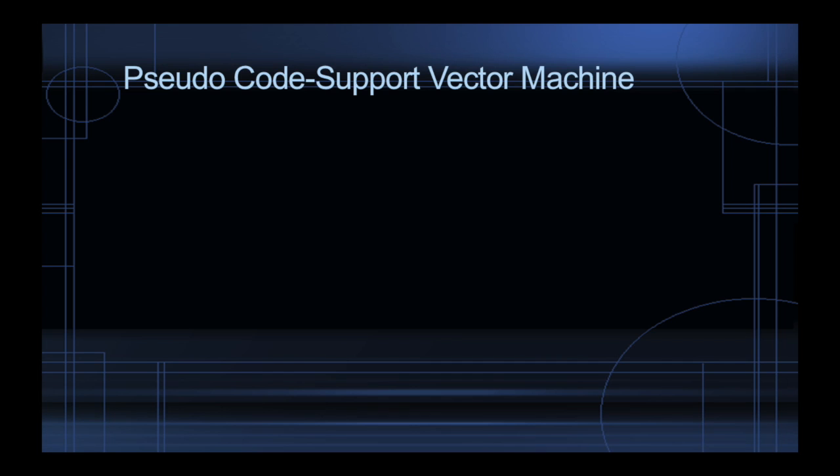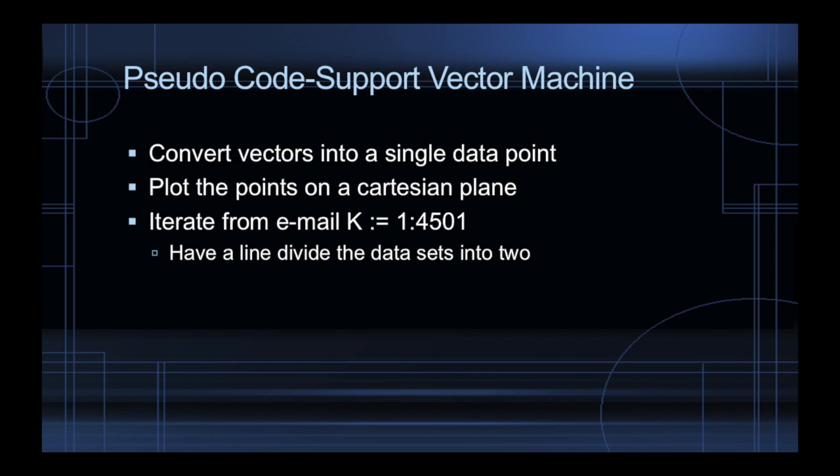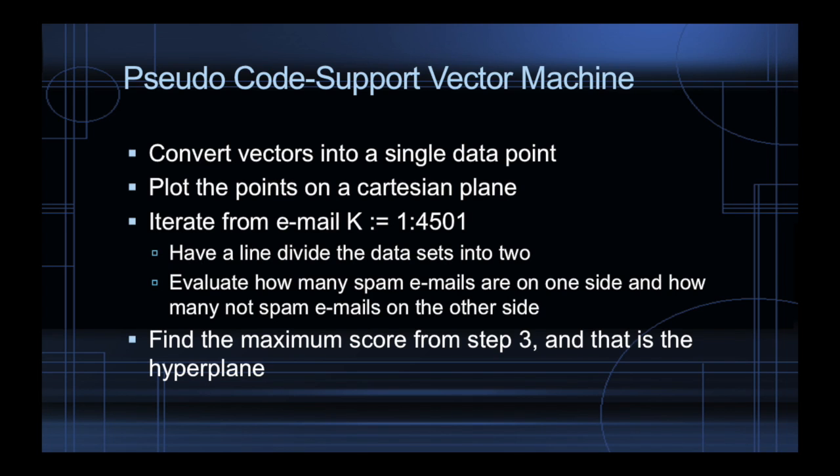The other method that we researched in our literature review was the support vector machine method. The first step to implementing this method would be to convert the vectors into a single data point. The second step is to plot the points on a Cartesian plane. Then we would go through each and every email from 1 to 4,501 and have a line divide the dataset into two. We would then evaluate how many spam emails are on one side and how many not spam emails are on the other side. The last step would be to find the maximum score from step 3, and that would be the hyperplane.